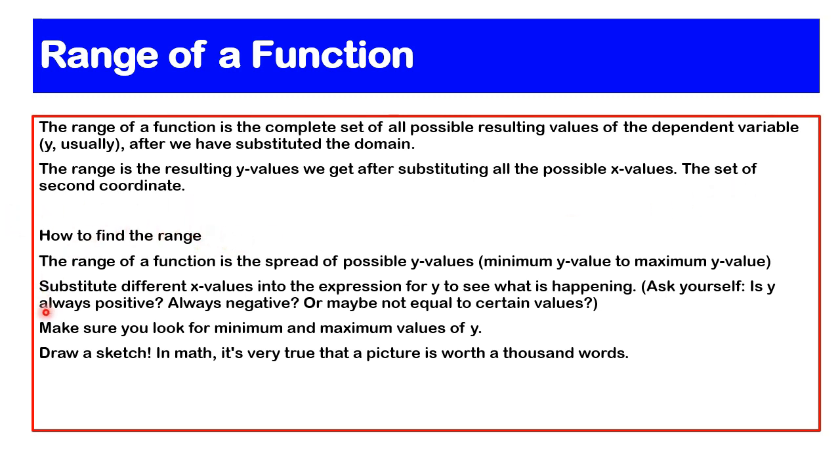Now, here is how to find the range. The range of a function is the spread of possible y values, from the minimum y value to the maximum y value. Substitute different x values into the expression for y to see what is happening. Then ask yourself, is y always positive? Is y always negative? Or maybe not equal to certain values? Make sure you look for minimum and maximum values of y. Draw a sketch. In math, it is very true that a picture is worth 1,000 words.